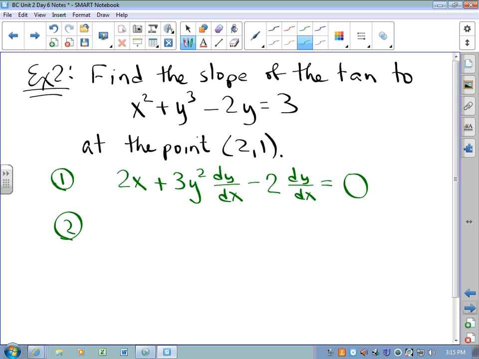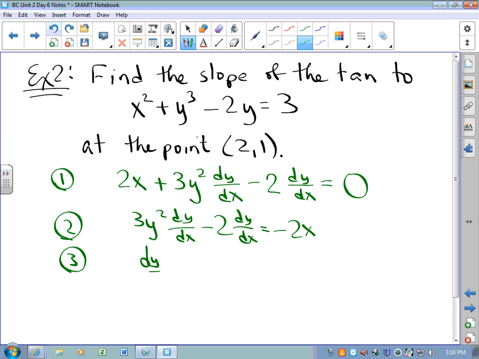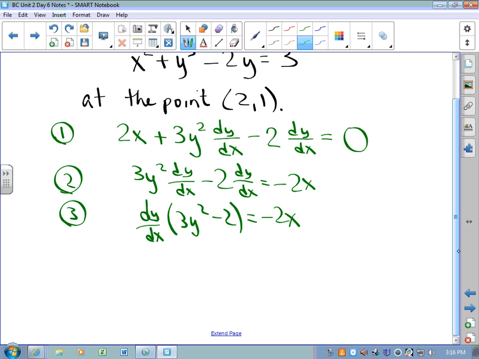So step 2 was we gather all the dy/dx's to one side. So we're going to have 3y squared dy/dx minus 2 dy/dx equals negative 2x. Step 3 says we factor out a dy/dx. You are already recognizing that some of these steps can be done in your head. And so dy/dx is negative 2x over 3y squared minus 2.